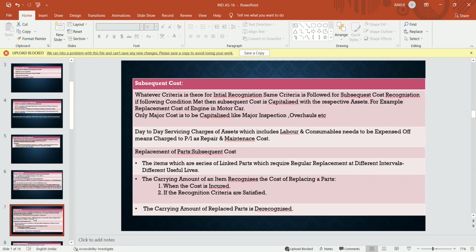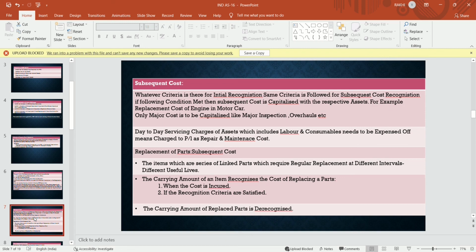Subsequent cost. How will the company recognize the subsequent cost? What is the criteria of the subsequent cost recognition? The criteria will be the same as initial cost recognition. The criteria of initial cost recognition is the same for the subsequent cost recognition also. Whatever criteria is there for initial recognition, the same criteria is followed for subsequent cost recognition.